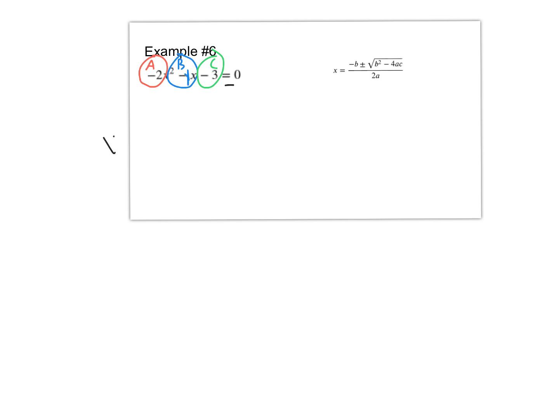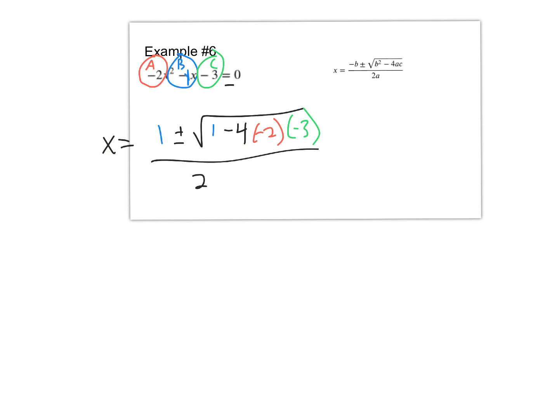All right, so here we go. x equals negative b, so negative 1 is 1, plus or minus radical b squared. Negative 1 squared is 1, minus 4 times a, which is negative 2, times your c, negative 3, all divided by 2a, or 2 times negative 2.